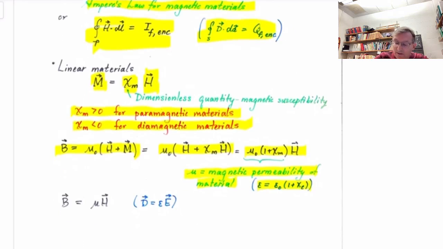Note the electrical case. The electric permittivity of the material was given by that expression. And with that simple form, there's a simple relationship between B and H in a magnetic material. B equals mu H. Here's the electrical version. So it's very similar to Chapter 4 in a lot of ways. And you're more than welcome to read more in Chapter 6 if you're interested in magnetism.